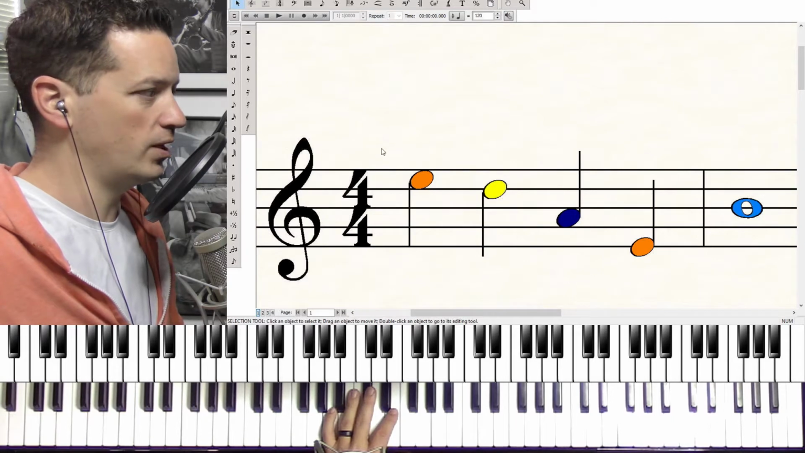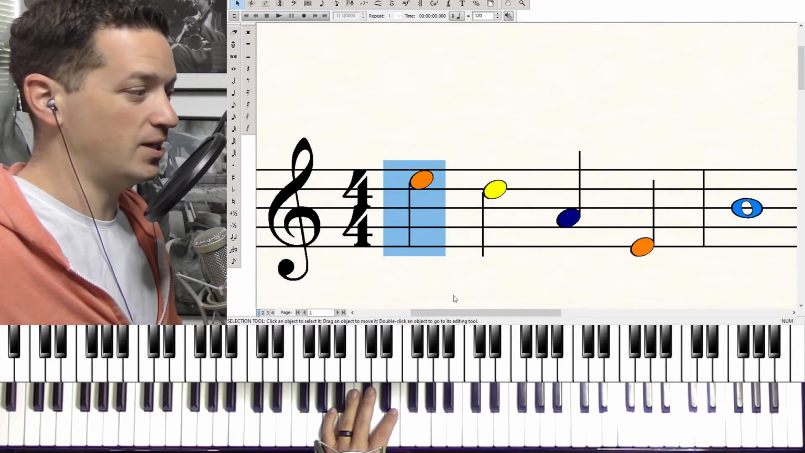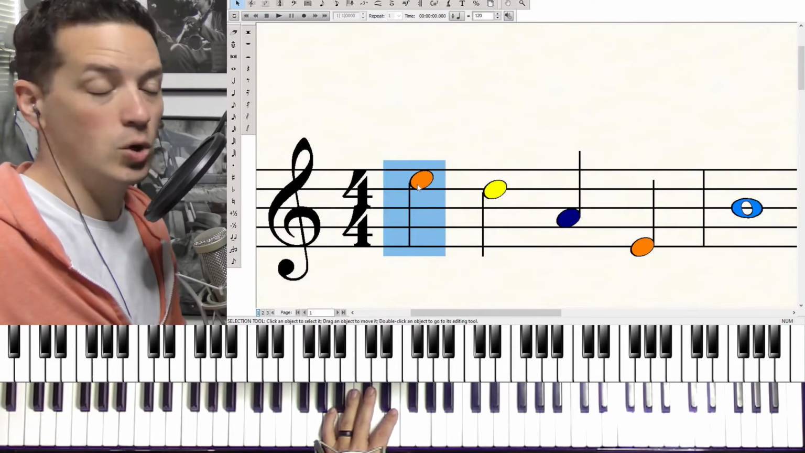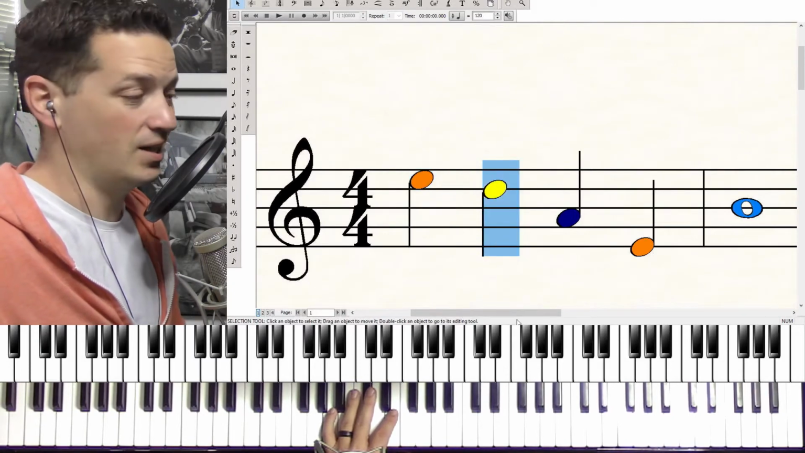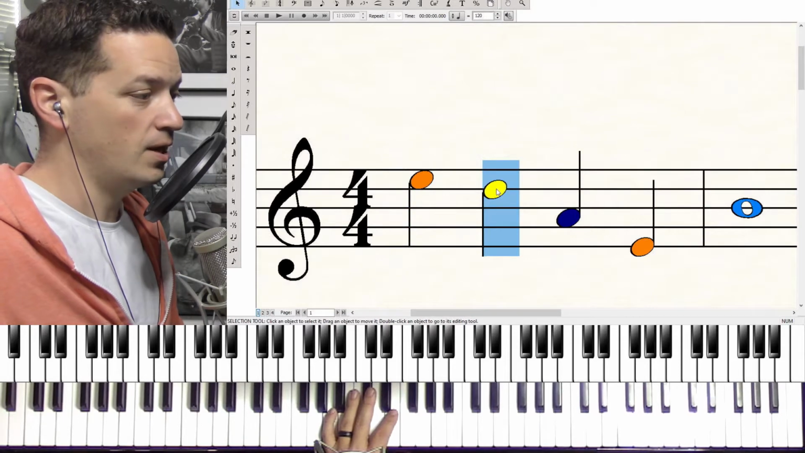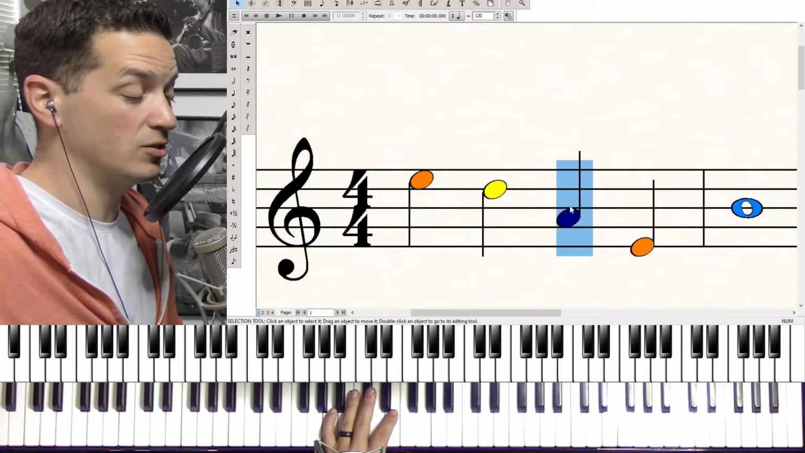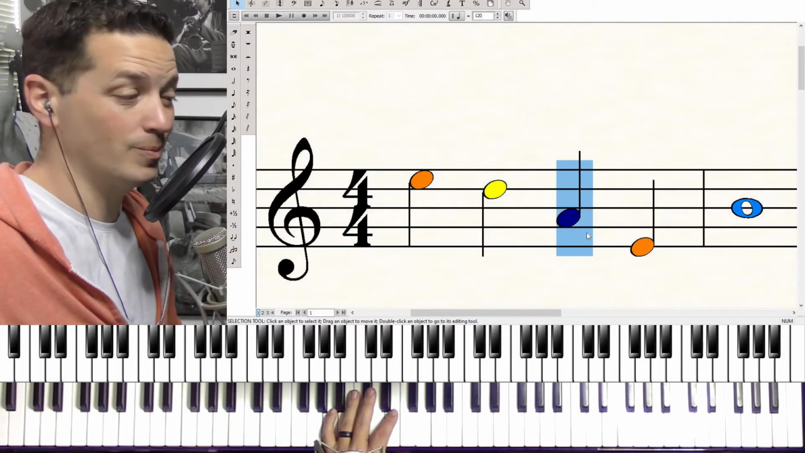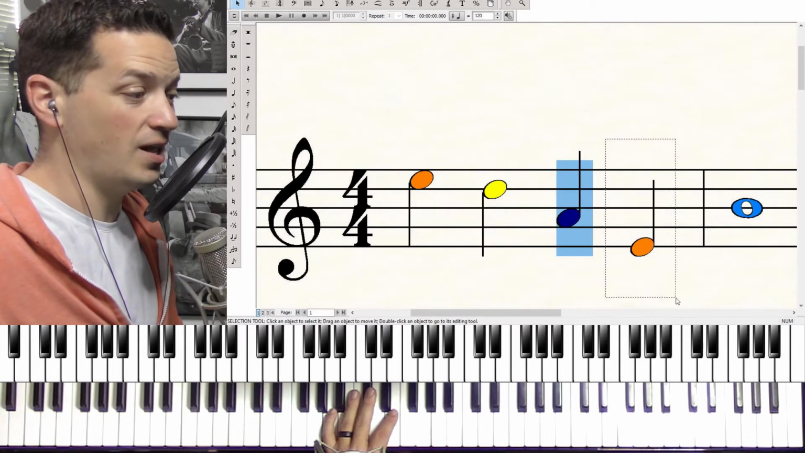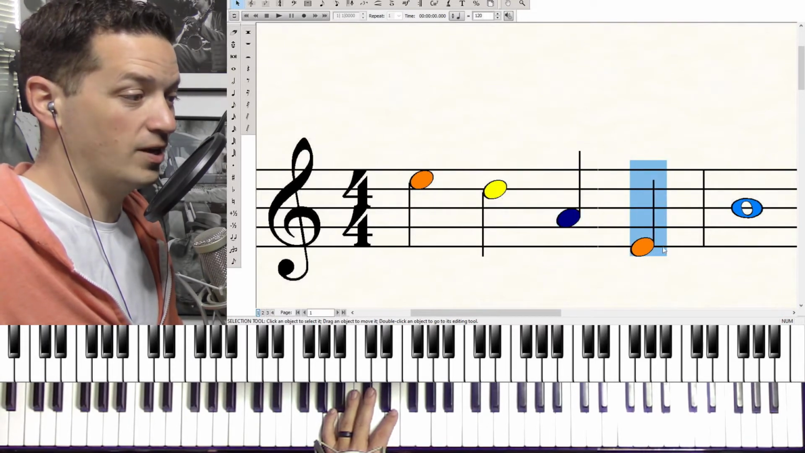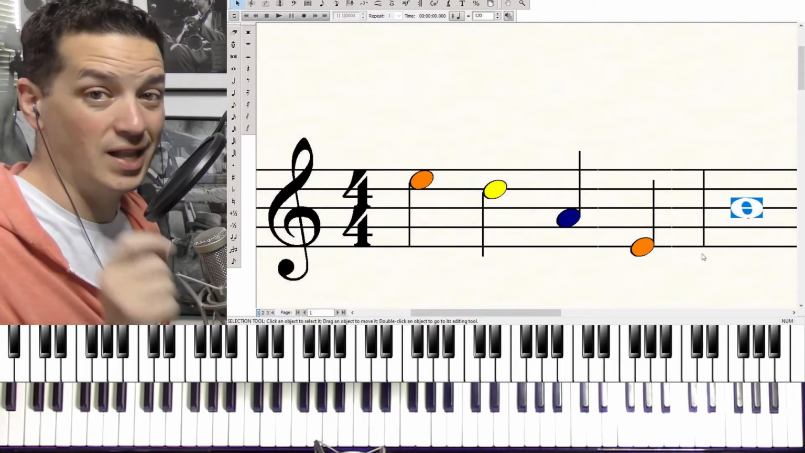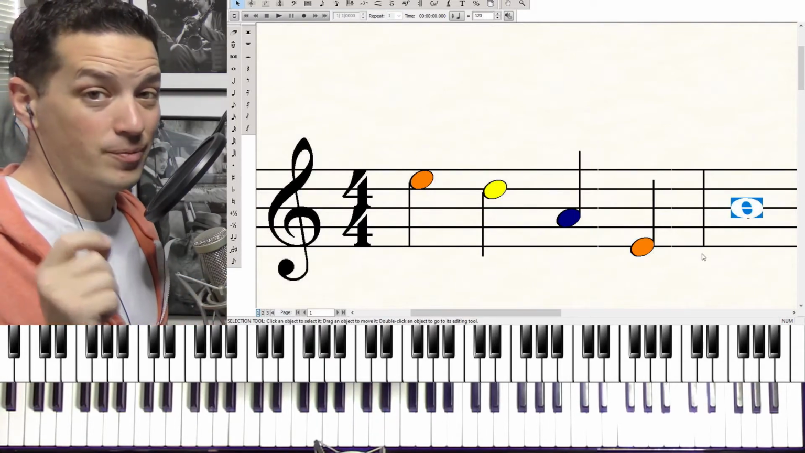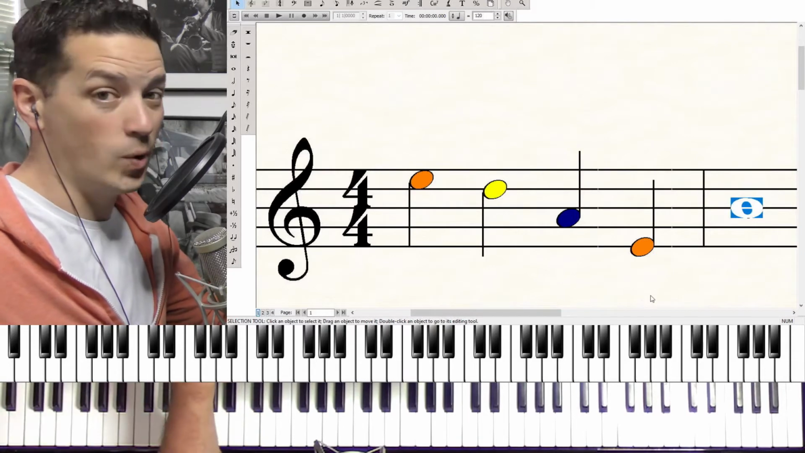So this first one here is on a space because the round part of the note has no line cutting through the middle of it. However, this one right here is on a line because it's got a line cutting right through the middle of it. This one right here is on a space because there's a line above it and below it, but not through the middle of it. And then this one right here is on a line because it's got a line cutting right through the middle of it. And of course, this one's on a line as well. So the first question is, is this note on a line or a space? And then from there, we're going to try to figure out which letter it is.